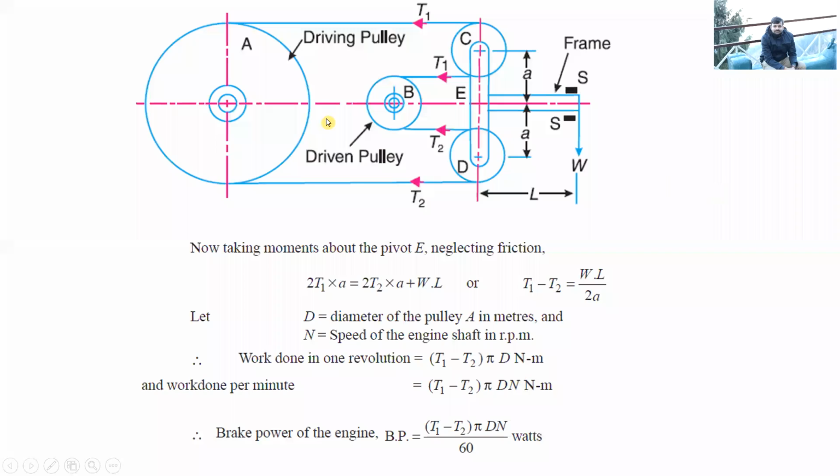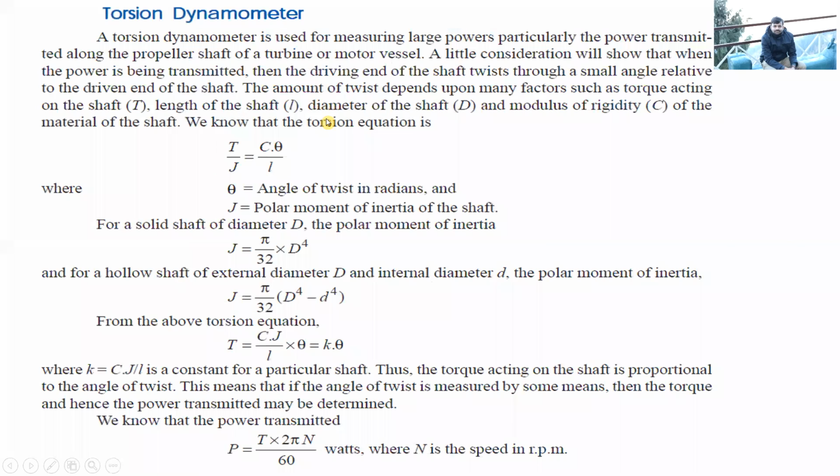Now we come to the last dynamometer, which is the torsion dynamometer. As you might have studied in strength of materials, the torsional equation, which was tau by r equals T by J equals C theta by L. We will be using only this part of the torsional equation.